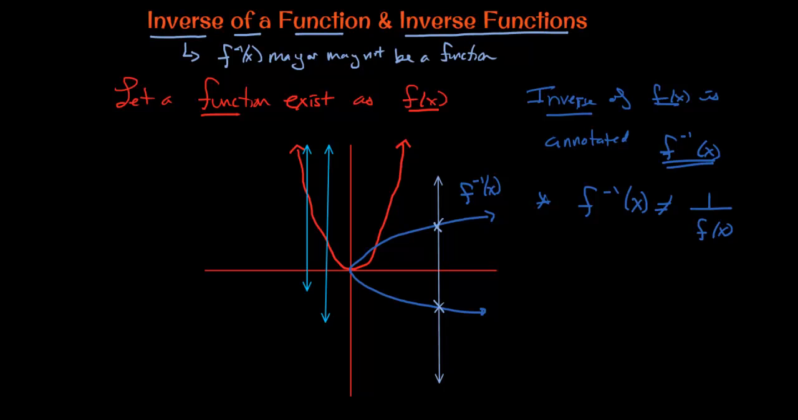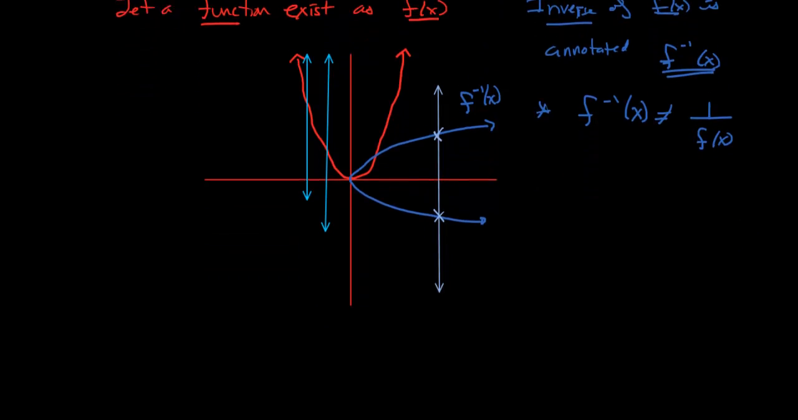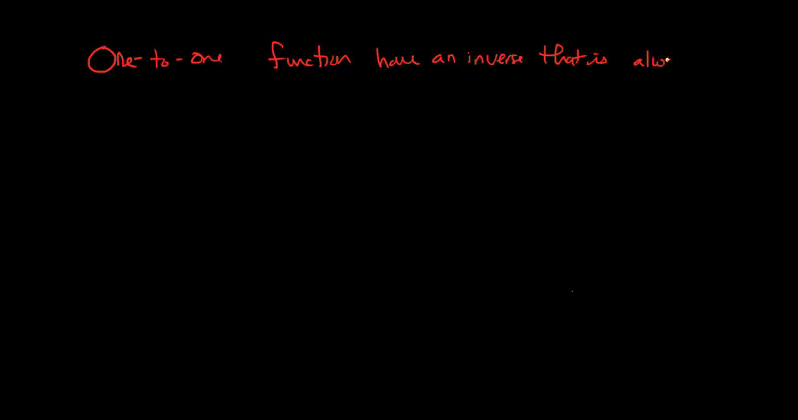That's the reason why in that last video, we discussed a very important topic called one-to-one functions, because one-to-one functions have another unique property. One-to-one functions have an inverse that is always a function.